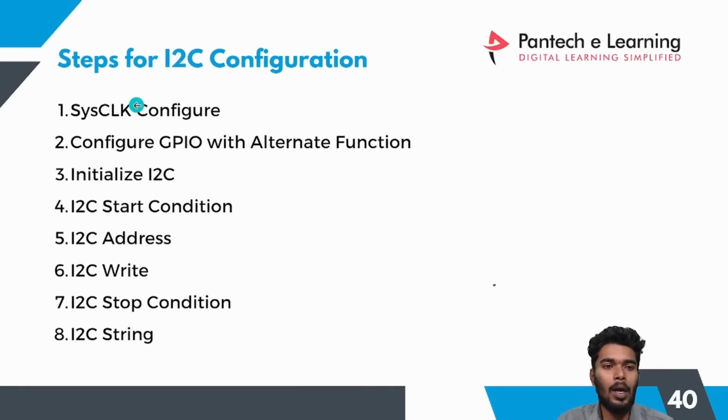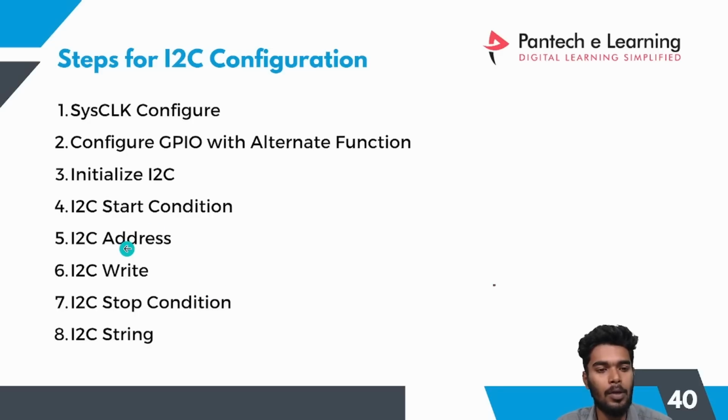First, we have to create a function for the system I2C configuration. Inside the configuration, what are the things we have to do? We have to configure the system clock, configure the GPIO as an alternate function, initialize the I2C, and start the I2C condition.